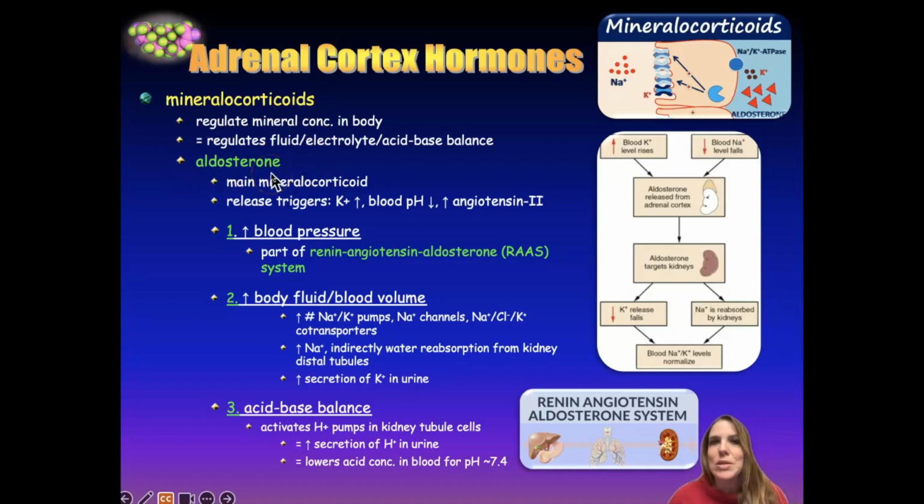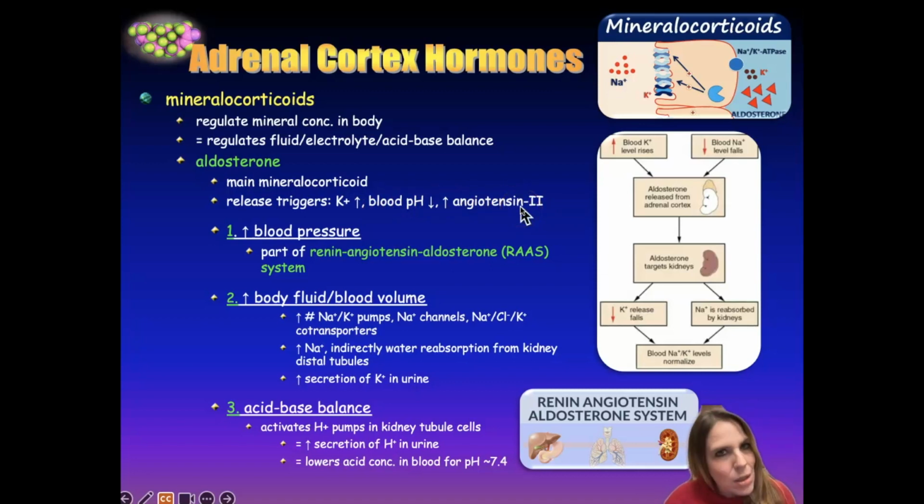So aldosterone is a steroid hormone, hydrophobic, derived from cholesterol, and it is the main mineralocorticoid. What's going to trigger the release of aldosterone is high levels of potassium in the blood, low blood pH, and high levels of a compound called angiotensin II.